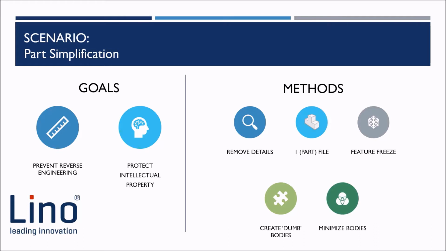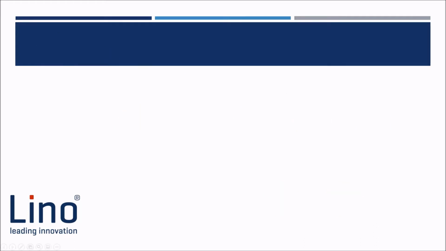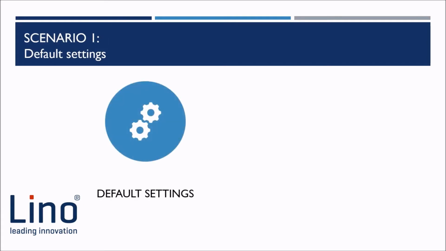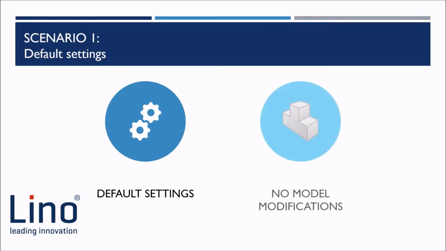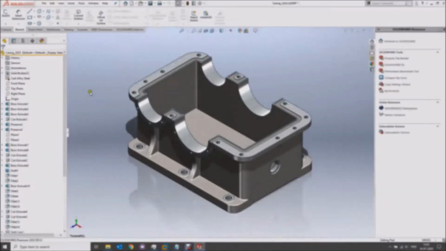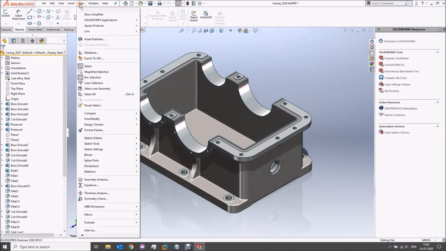We will show you 3 ways to get to the result you need. The first method is by using default settings and no additional model modifications. This is our part. We start Lino Simplify to adjust the settings.